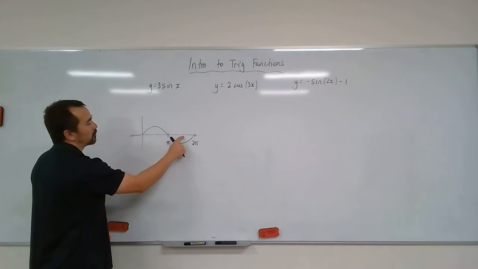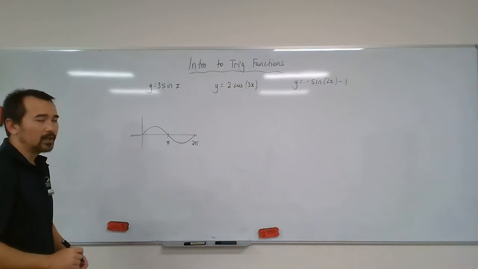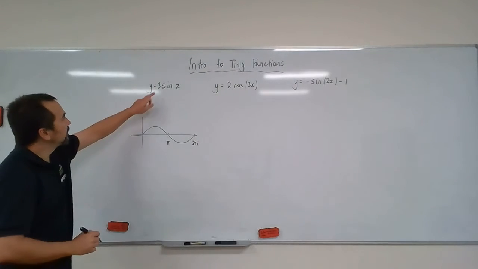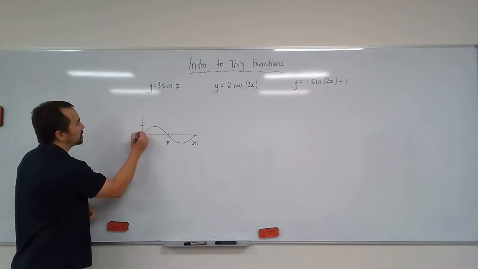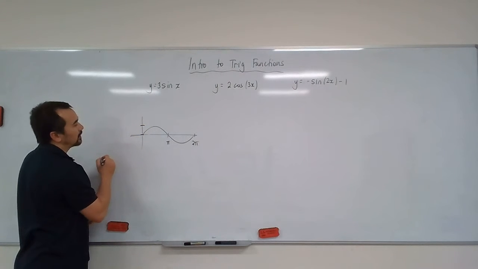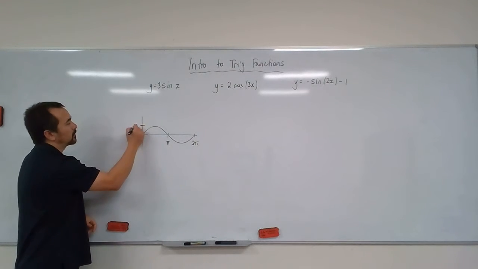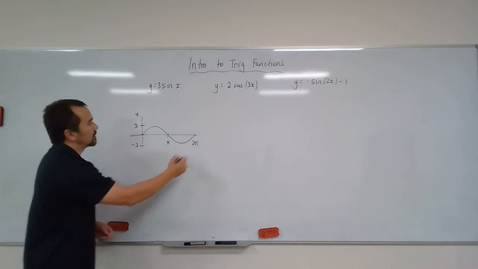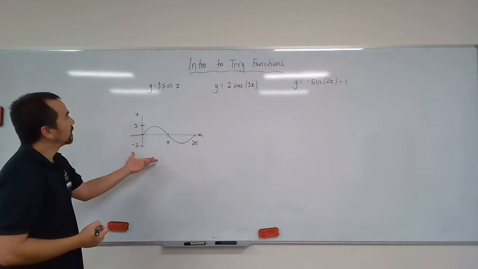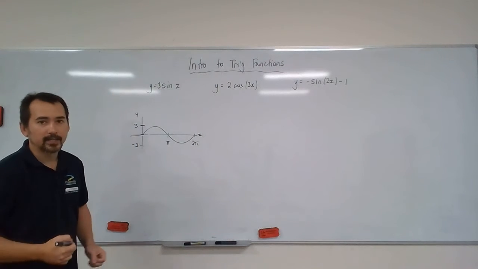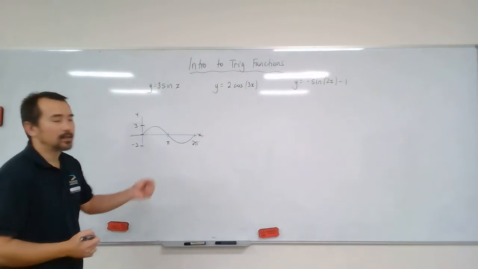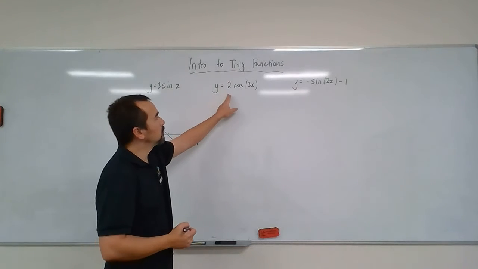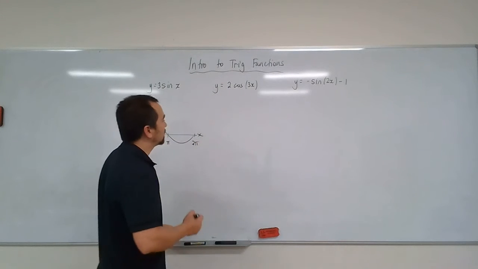I could put the pi on 2 and the 3 pi on 2, but don't have to. And the amplitude has now changed. So this distance from here to here, that is now 3. So I'm going to put the 3 in and the negative 3 in. Label the y-axis, label the x-axis, and there you have the graph y is equal to 3 sine x. Easy.